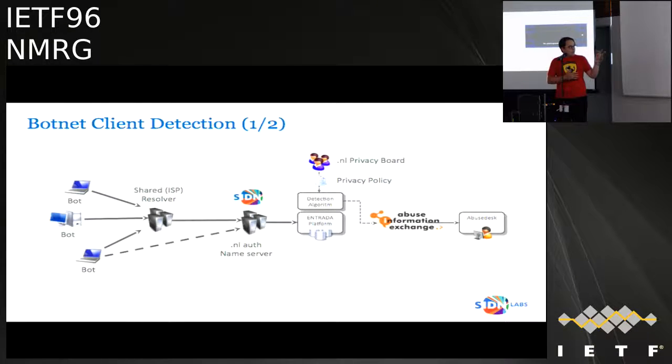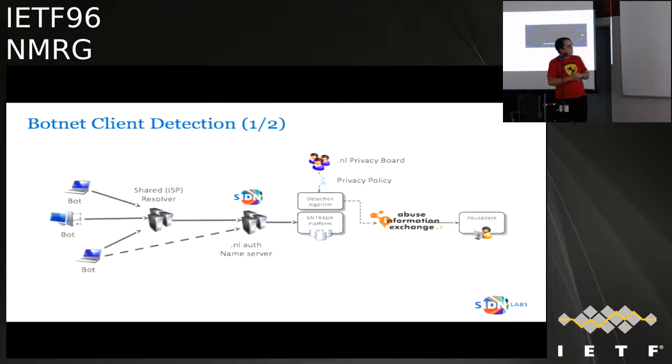Once we get this, we also use Entrada, the platform to analyze that. We notify what we call the Abuse Information Exchange, which is a Dutch initiative. It's a place at the federal level that collects information about abuse. It's run by the government, and it shares back with the people responsible for those IP addresses and autonomous systems so they can clean up their networks. Next one, please.